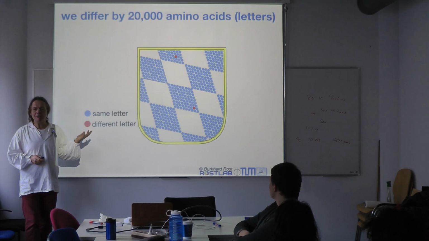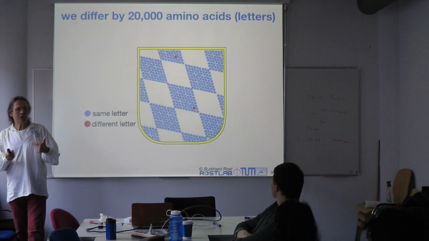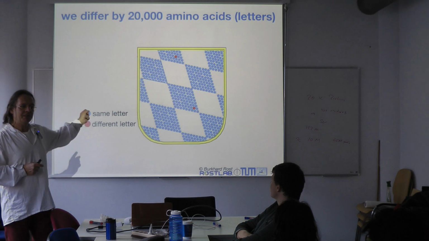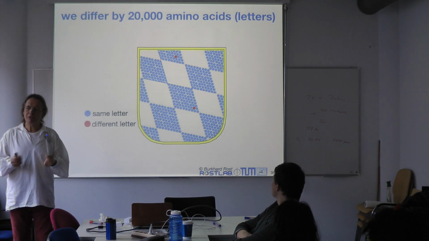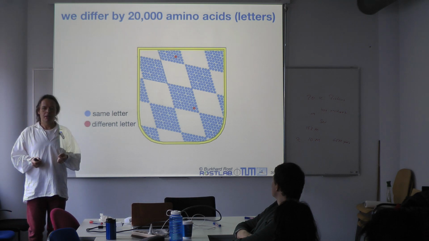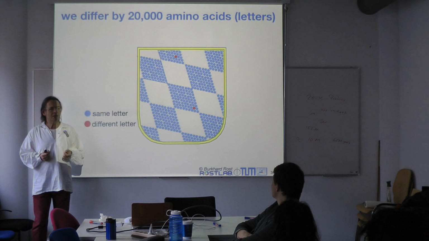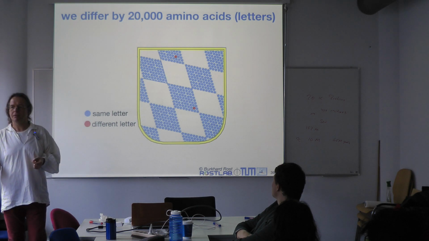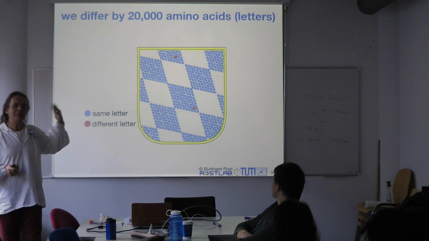One way to map the difference is: for any pair in this room, the similarity between you and your neighbor is the blue, and the difference between you and your neighbor is the red. One way to think about this is you have one difference in every single one of your proteins. I'm only talking about the proteins that change amino acids.